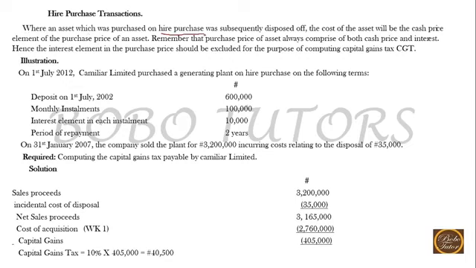Now, where an asset is purchased on hire purchase and subsequently disposed of, the cost of the asset will be the cash price. The reason is because you would have claimed the interest as an allowable expense under CIT. Remember that the purchase price of assets always comprises both cash price and interest. Hence, the interest element in the purchase price should be excluded for the purpose of computing capital gains tax.